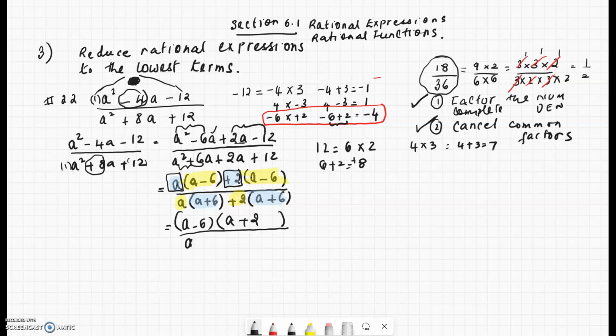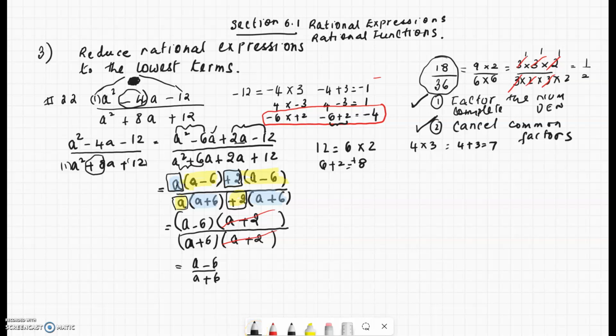So factor the a plus 6 out. And then what's in yellow is left over. When you factor the a plus 6 out, you have a plus 2. Now we factored the numerator and denominator completely. Now all we have to do is cancel common factors. So there's one common factor that cancels, and you're finally left with a minus 6 over a plus 6.